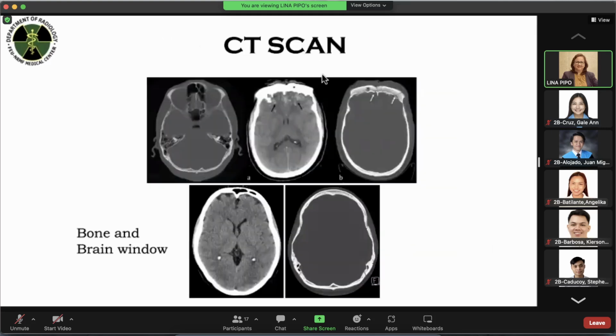In CT scan, we have what we call the bone and brain window. This one is an example of your bone window, for you to assess fracture in the skull vault or calvarium. And this one is a brain window, to assess intracranial hemorrhage secondary to trauma. This is where you will appreciate subdural hemorrhage and epidural hemorrhage, in your brain window. But in cases of fractures or tissue swelling, you will appreciate it better in your bone window.